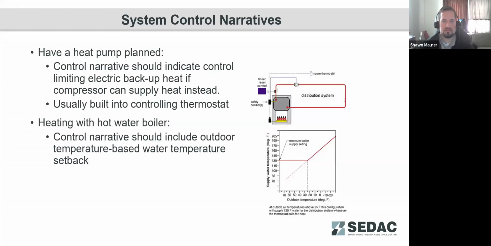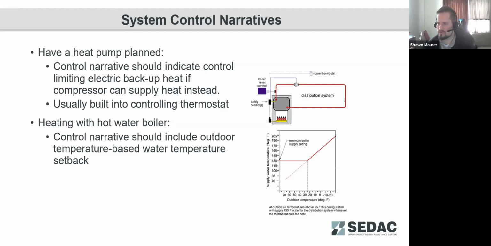Moving on to further system control narratives, if you have a heat pump planned for installation in your residential building, the code does require that the heat pump has a control in it that limits the electric backup heat from operation if the compressor can provide for the loads without that supplemental electric heat. It's just eliminating that chance of simultaneously heating with the electric, which is going to be a lot more expensive, when the heat pump, which is much more efficient, can provide that heating as well.